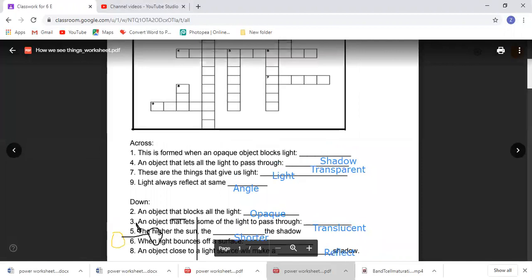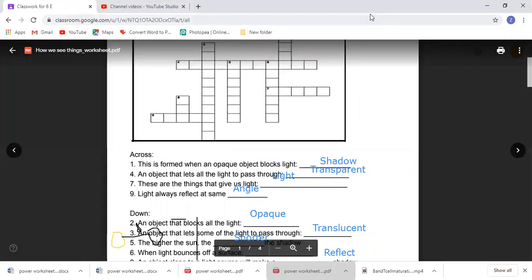Now, we're going to go to another question. So I'm going to clear all the drawings. I hope this is clear, right? I'm going to repeat it with you. A shadow is formed when an opaque object blocks light, and something that allows light to pass through is transparent. These are the things that give us light, basically a light source. Since over there it cannot fit, but still remember, anything that gives out light is called luminous or a light source. Light always reflects at the same angle.